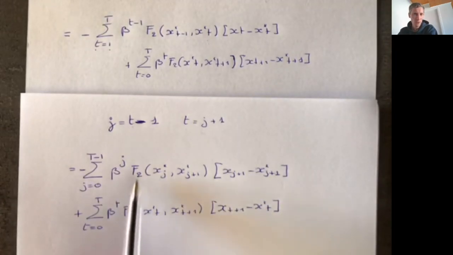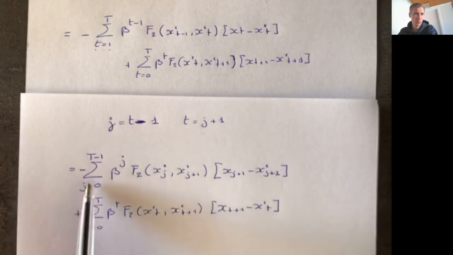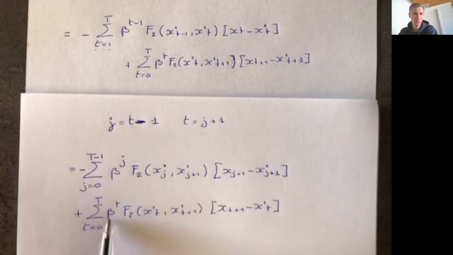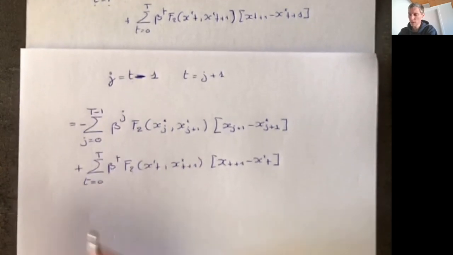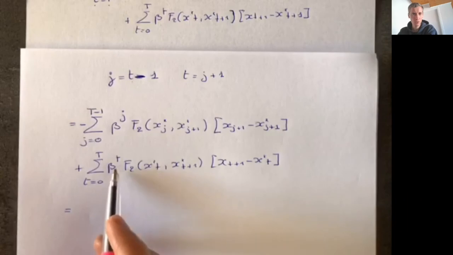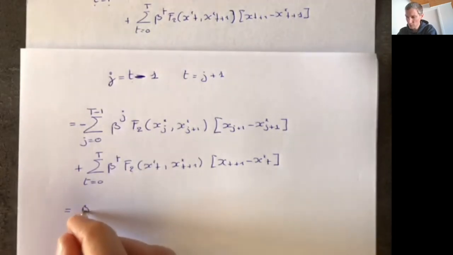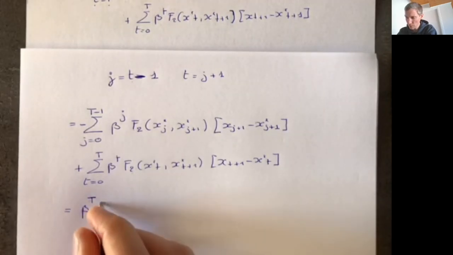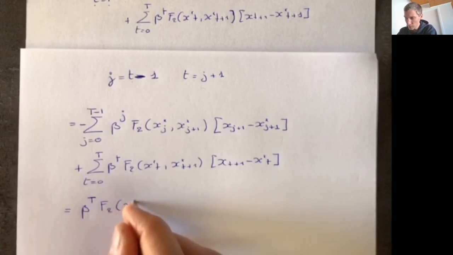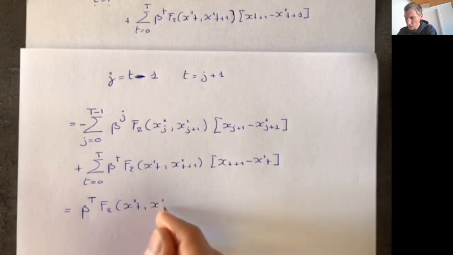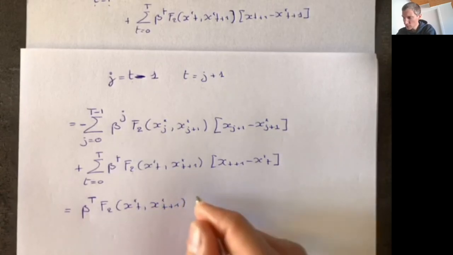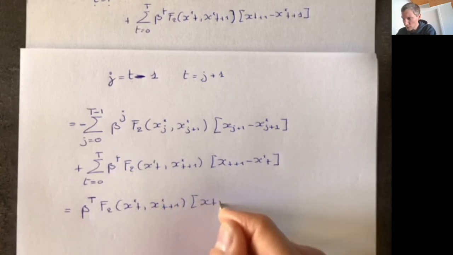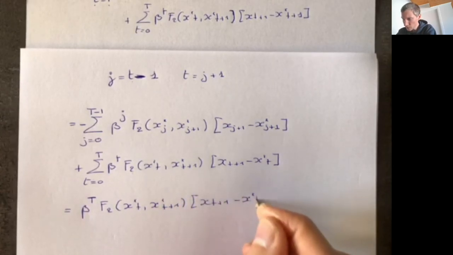So these two things are the same, except that here I'm going from 0 to T minus 1 and here I'm going from 0 to T. So if I take this difference, I'm left with only one term, which is the last term here. So this is beta to the power T of f2 of x star T, x star T plus 1, times x T plus 1 minus x star T.